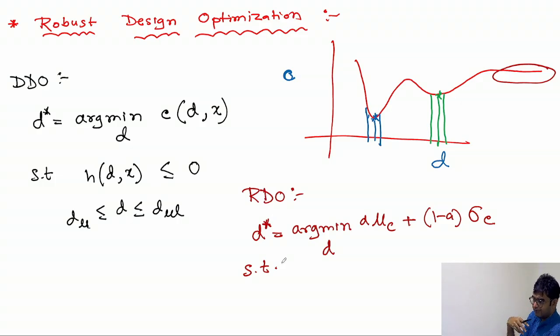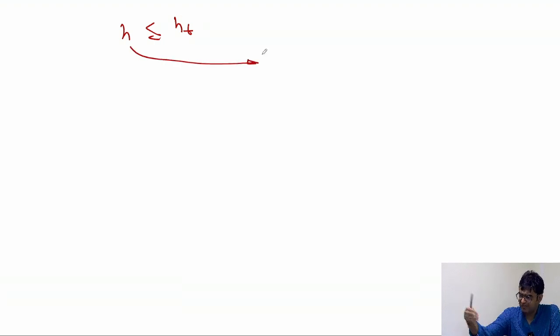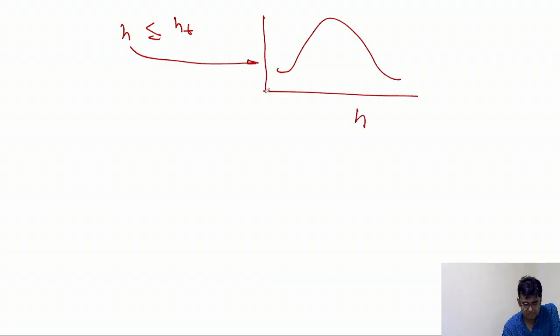But what will you do? Think about H. What is H? Give one example of H. Stress displacement, I was saying, right? So previously what was it? That stress, which is H, should be less than equal to some threshold HT, right? Previously it was like that. Now this H is no longer H, it's a PDF of H. So H will look like something like this, where this is the value of H and this is the PDF or frequency of H, right? So that threshold value, let's say, is somewhere here. I'm drawing it, but it may be somewhere else, right?